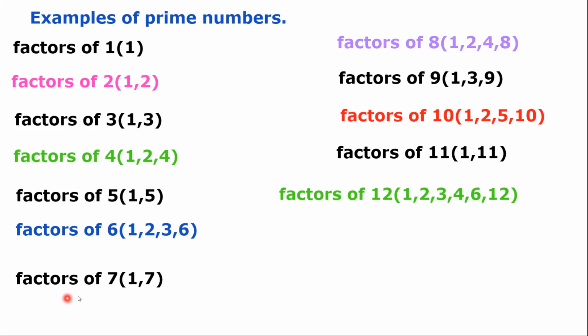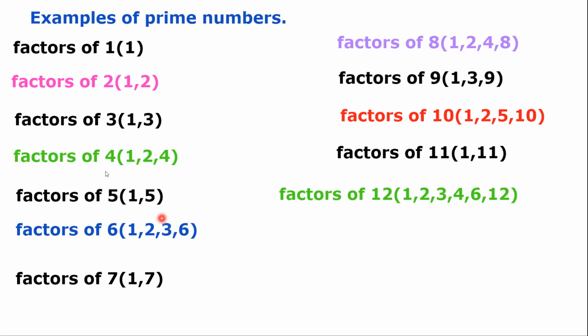Okay, let's see the factors of 7. The factors of 7 are 1 and 7. There are exactly two here. So these two factors determine whether 7 is a prime number or a composite number. Because it has only two factors, 7 is a prime number.